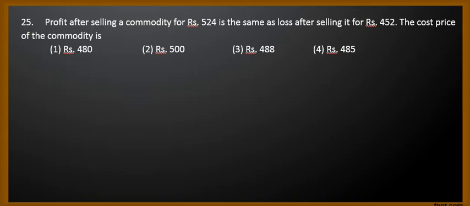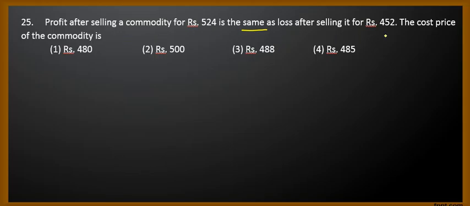Here, profit after selling a commodity for 524 rupees is the same as loss after selling it for 452 rupees. You have to find the cost price of that commodity. Now, here a commodity is sold two times. First one is for 524.